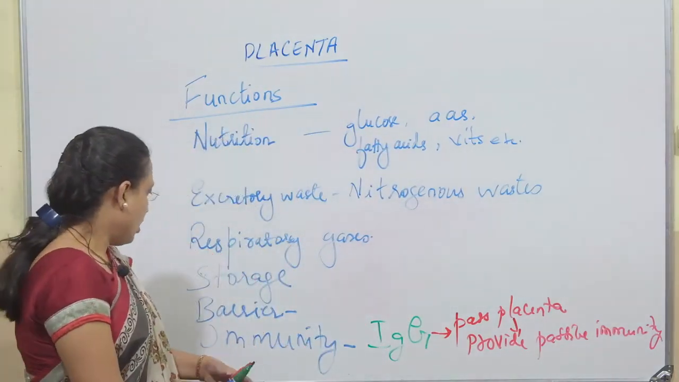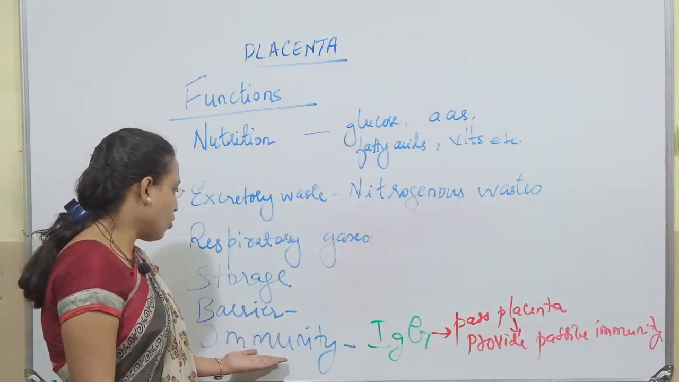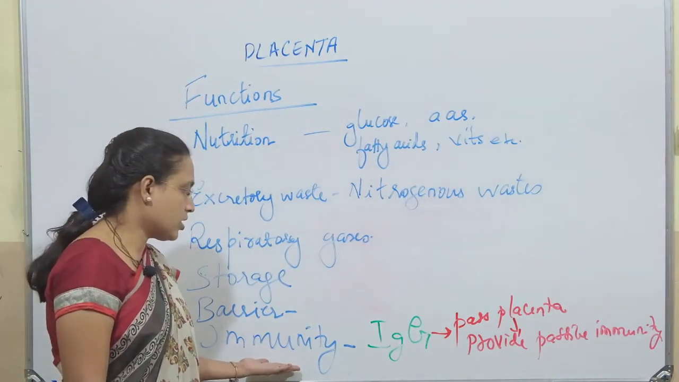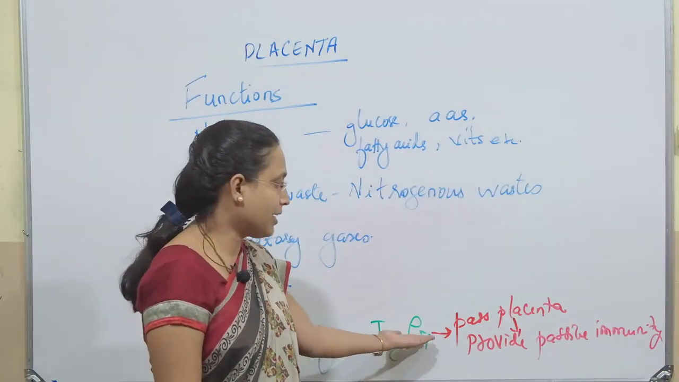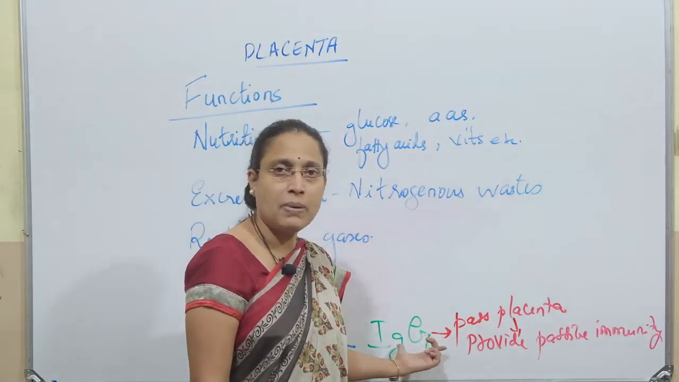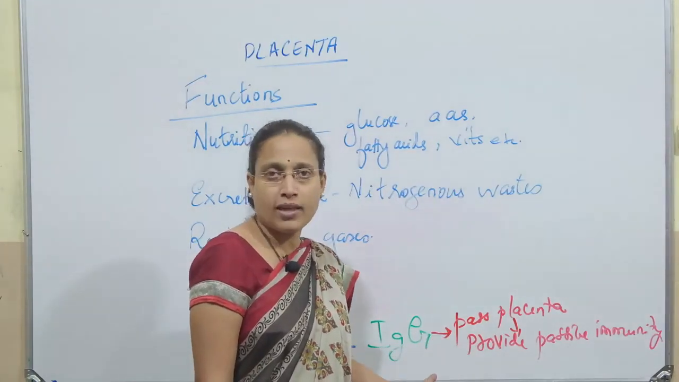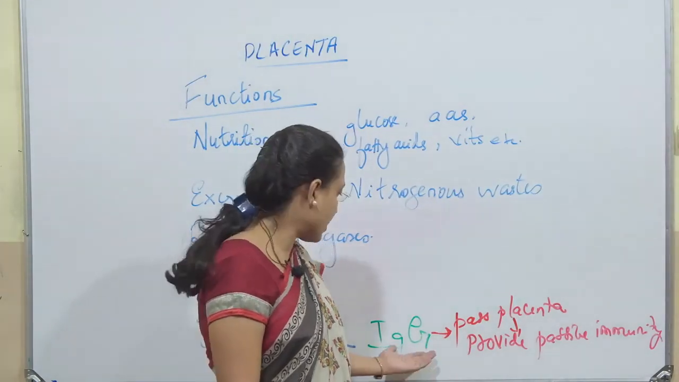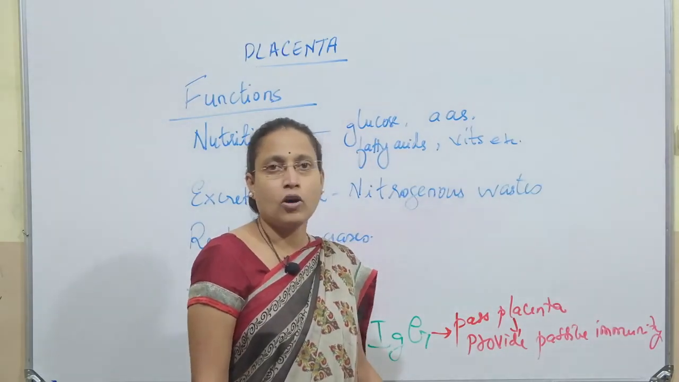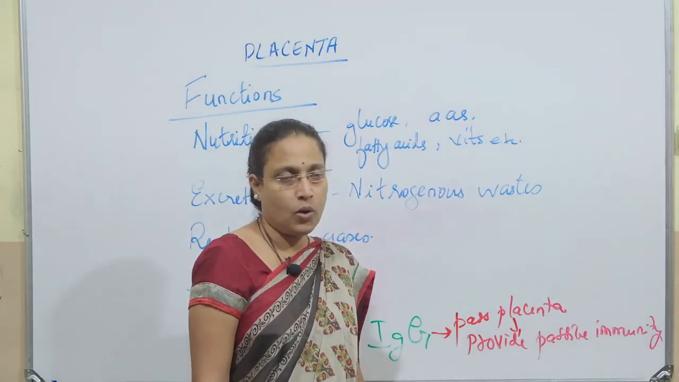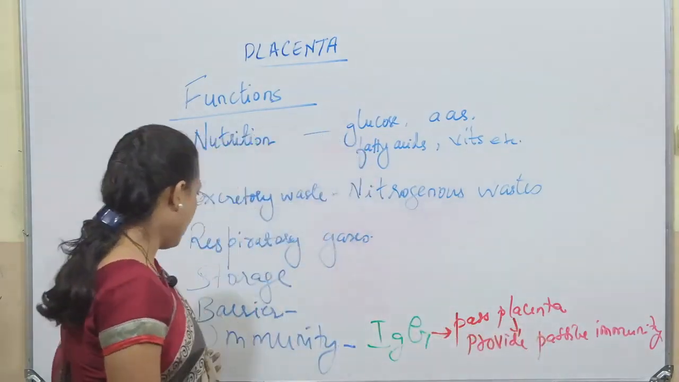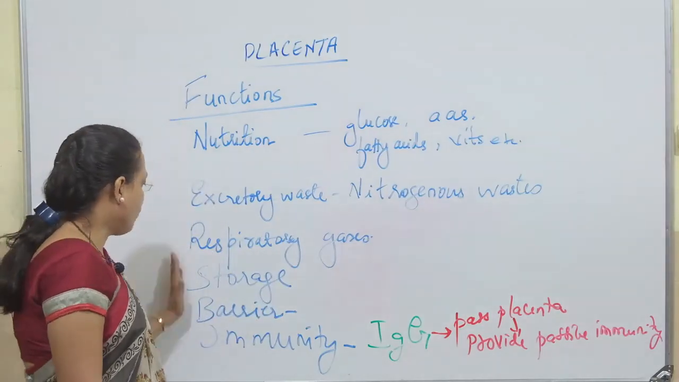So therefore, the immunity of the fetus also comes due to what? Due to IgG that can pass the placenta. This is the only antibody that can pass the placenta. Other antibodies are also there, but they cannot pass the placenta. For example, IgM, IgD, IgE cannot pass the placenta. Okay. So therefore, it provides passive immunity. So these are some of the functions.